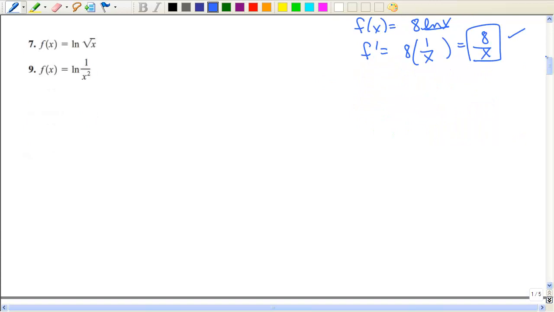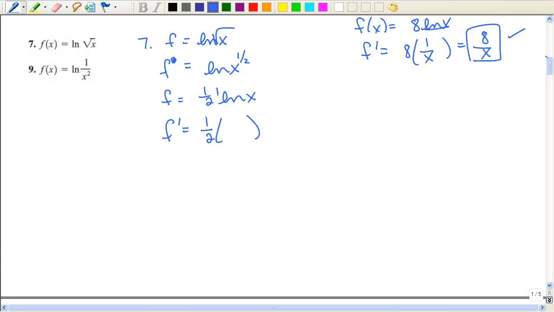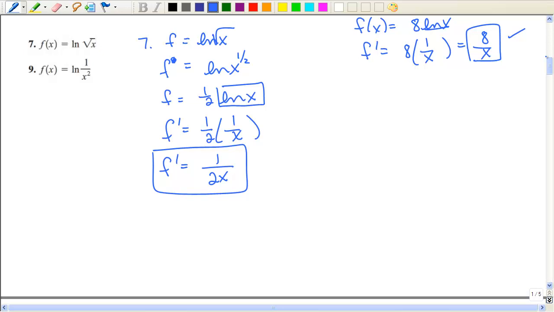So on problem number 7, that's the square root of x. I want to rewrite that as x to the half power. Now I could take the derivative by putting that on the bottom and then taking the derivative of that on the top, but I'm going to use those properties, and I'm going to bring that half down in front. Now that's just the function. I have not taken the derivative. Now here comes the derivative. Leaving that 1/2, all I have to do is take the derivative of the natural log of x, and that's 1 over x. And I think that is going to be much easier by using those properties.